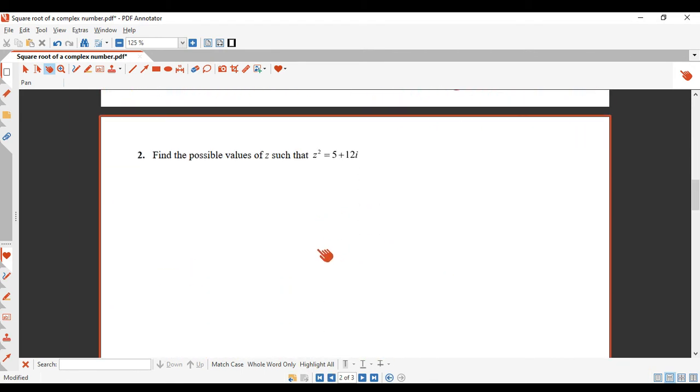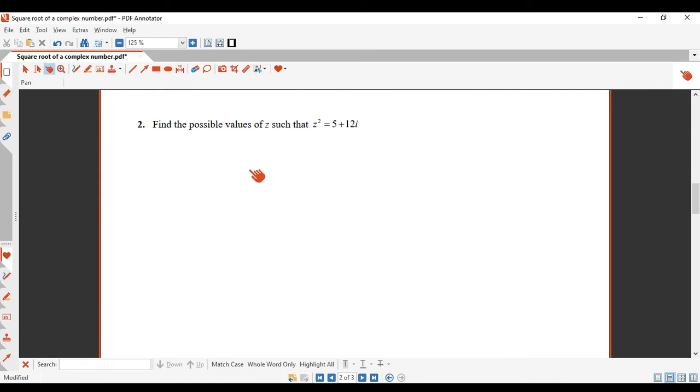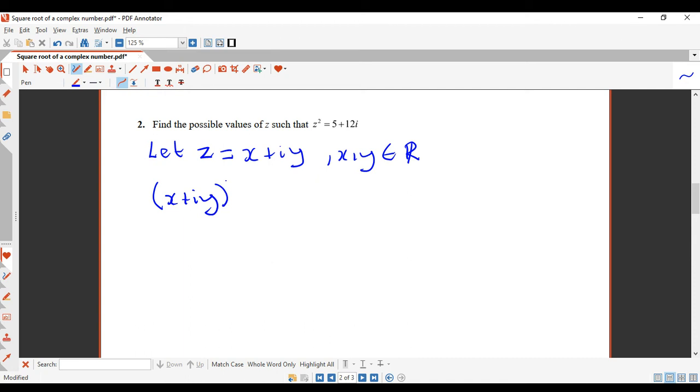Okay, so have a go at question 2. You can pause the video if you like, and then see how you go with question 2. Same steps. All right, so let's have a look at question 2. We're going to let z equal x plus iy, or a plus ib. Then you're going to get by substitution, and by the way, when you do that, technically you say x and y are real numbers. So you're going to get x plus iy all squared is equal to 5 plus 12i.